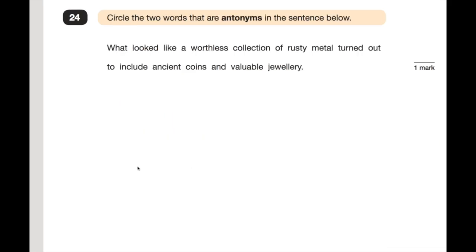Number 24 is asking you to circle words that are antonyms, and antonyms are words that mean the opposite of each other. So hot and cold would be an example. Looking at the sentence here then, what looked like a worthless collection of rusty metal turned out to include ancient coins and valuable jewellery. It's sometimes easy to spot these antonyms straight away, at other times it takes a little bit of looking, but look at the adjectives, that's normally a good place to start. So the first adjective is worthless, and funnily enough that is the one that we're looking for because the opposite of worthless is very valuable, so there's valuable. So we would circle those.